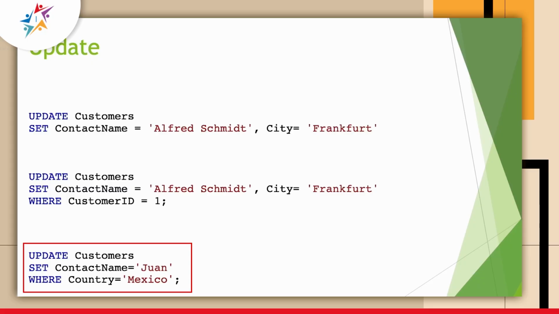What kind of records it will update. The third query will update the contact name of all the records where city is Mexico. Now the next SQL command is the delete command.